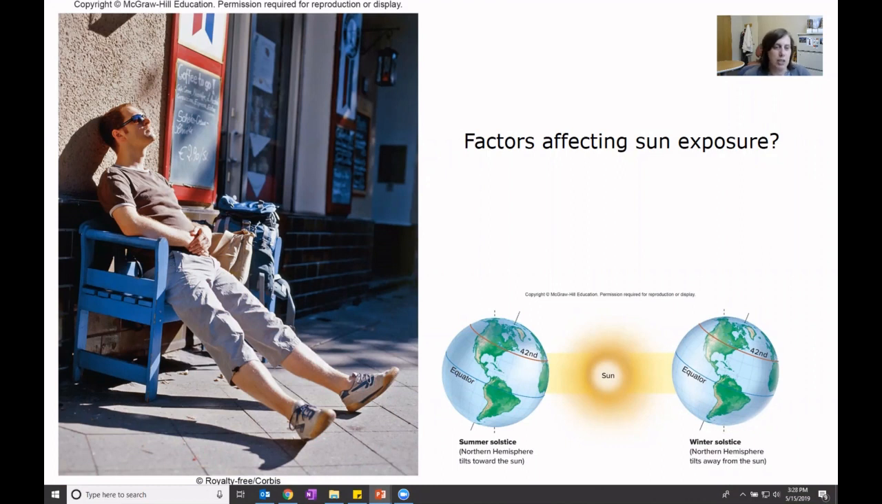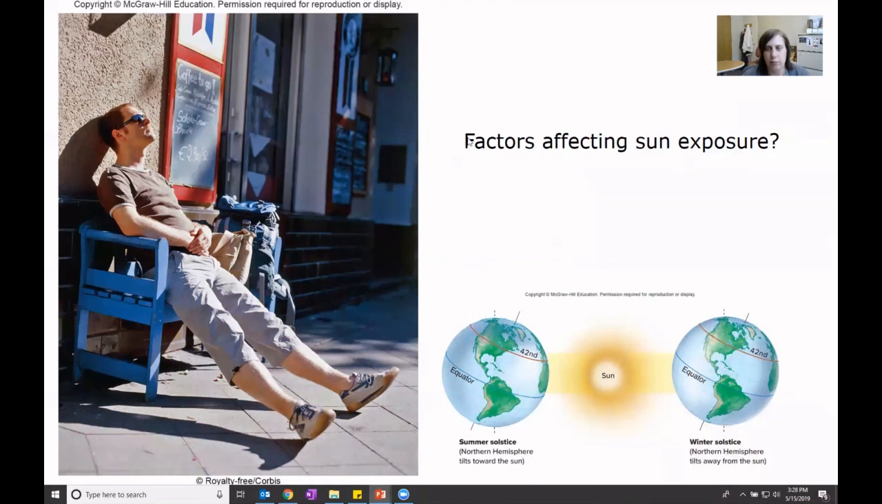So your book's showing a picture of someone in the sun. And someone who has lighter skin won't need to be out in the sun as long of a period of time as someone who has darker skin. So someone who has darker skin, it's going to take a longer period of time for the sun to penetrate in a way that allows vitamin D to be activated.